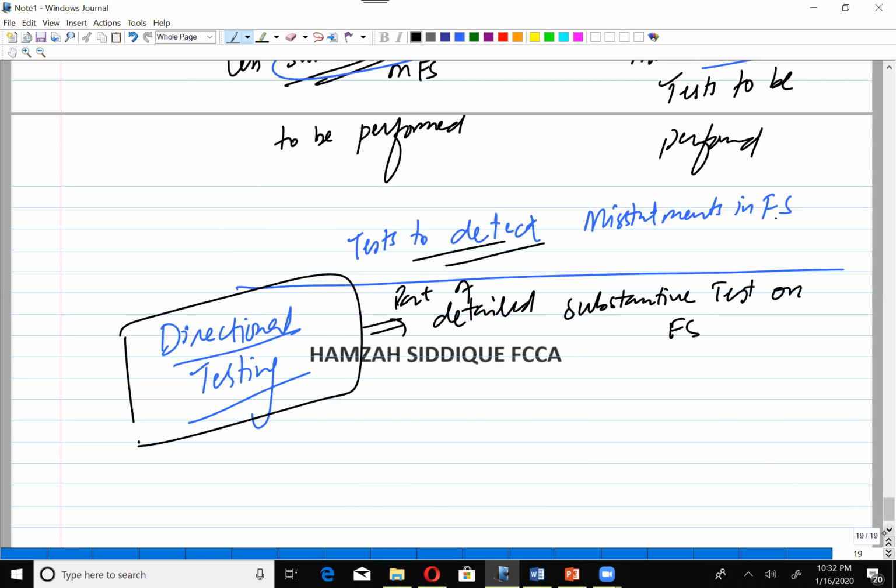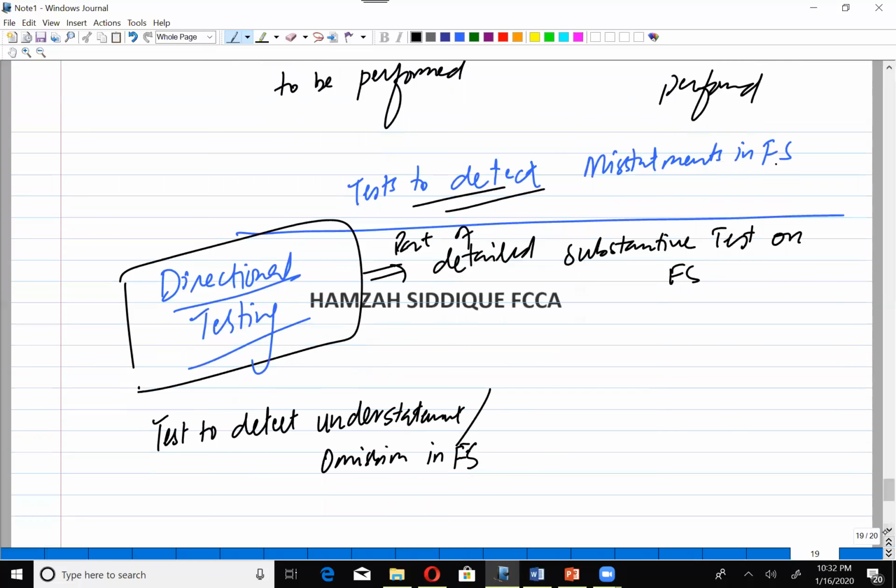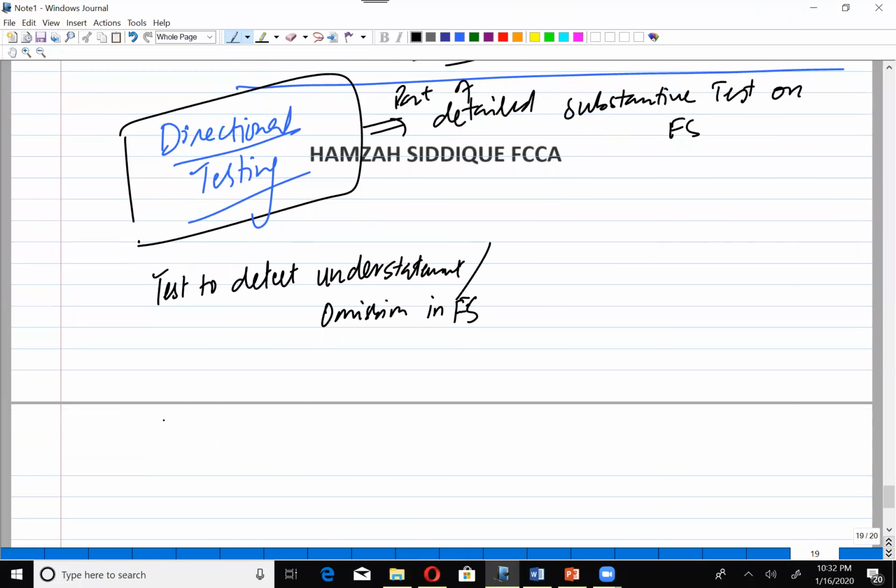So students, why is it called directional testing? Actually, these are two tests which are of opposite direction. One is a test to detect understatement or omission in financial statements. The second is a test to detect overstatement in financial statements. You see the two directions. Two tests are there.